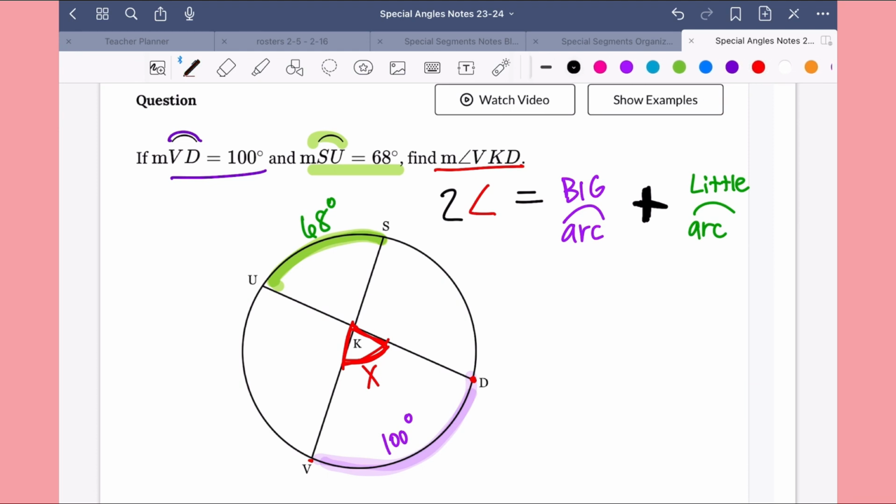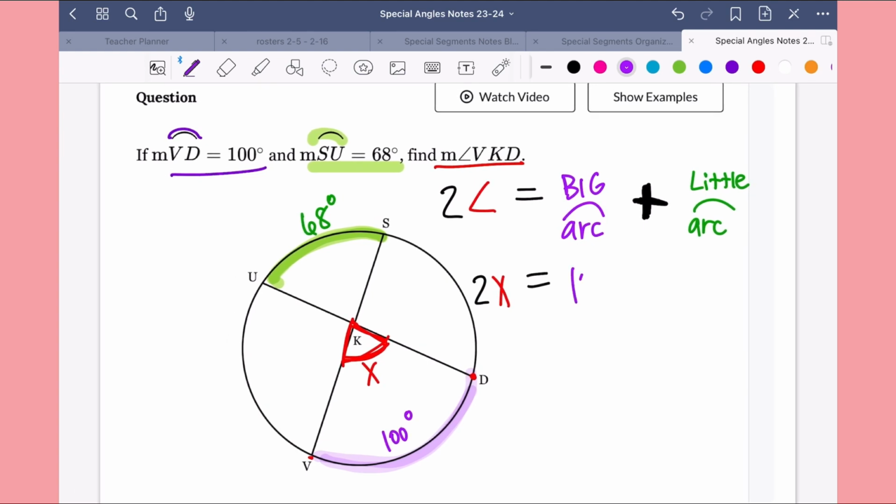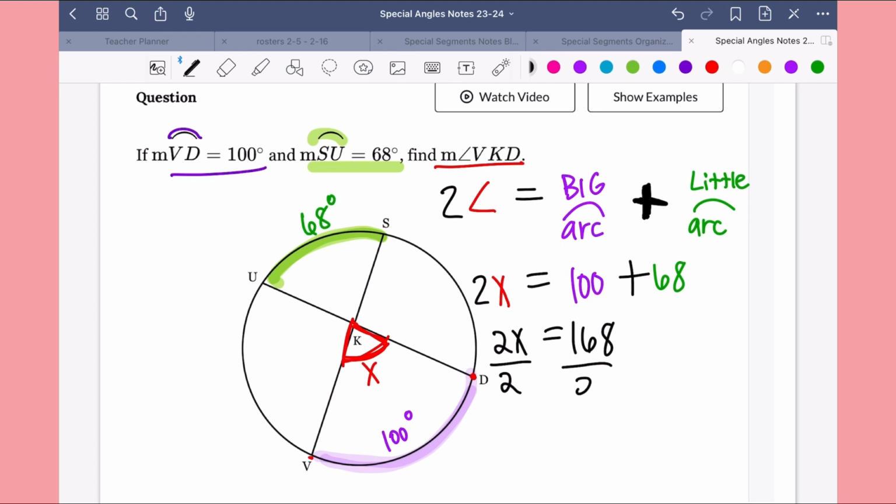And let's go to our equation now. So 2 times your angle, the angle's missing, equals the big arc. How much is the big arc? 100 plus your little arc. How much is your little arc? 68. Okay, 100 plus 68 is 168. And bring down the 2x divided by 2. 168 divided by 2, 84. So my angle is 84 degrees.